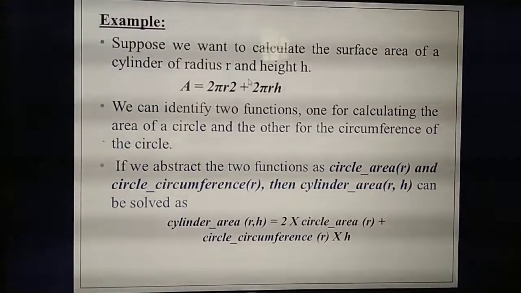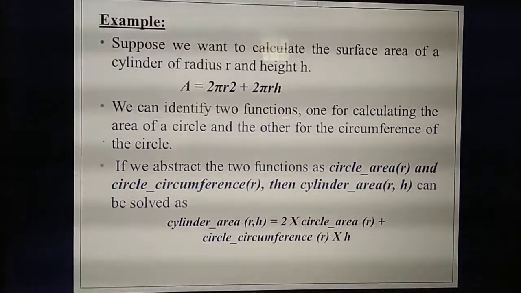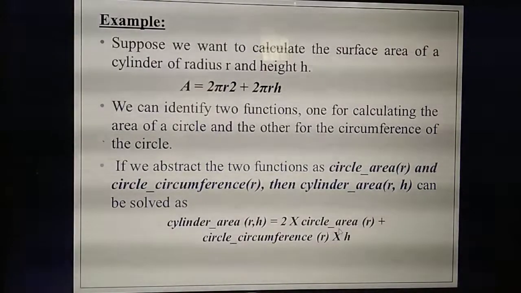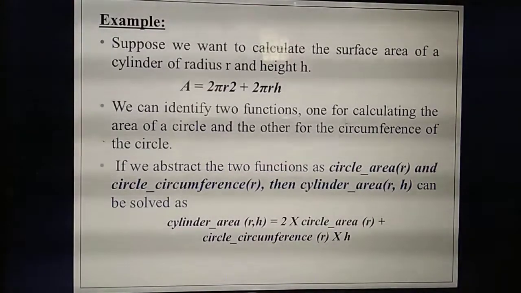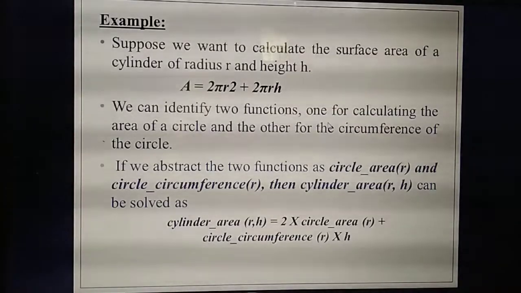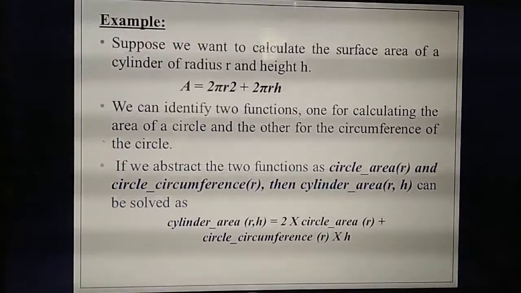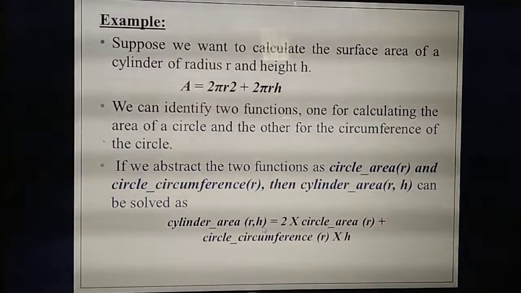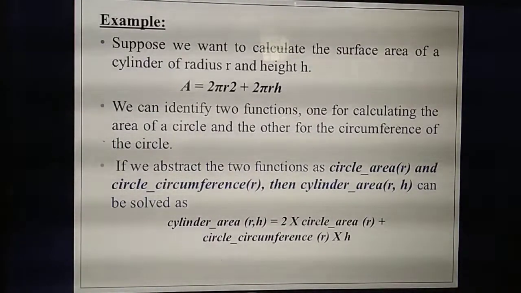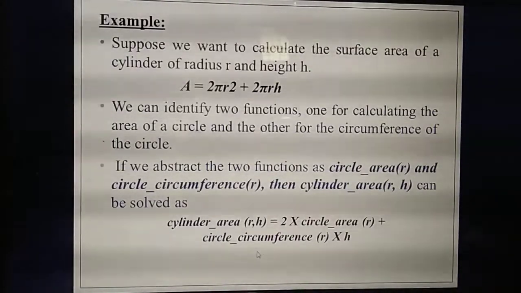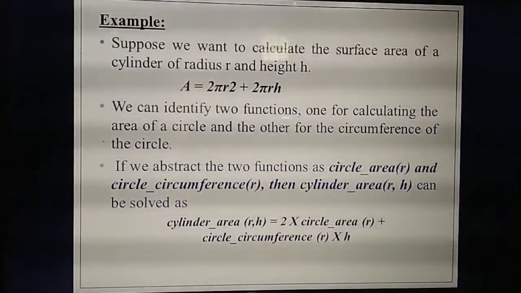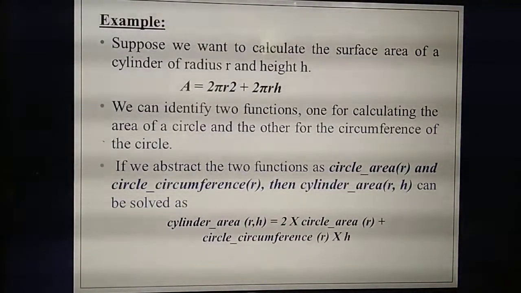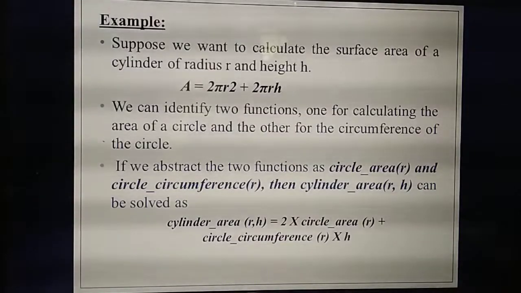So for calculating the surface area of a cylinder, first you need to calculate the area of a circle, then the circumference of a circle. See the last line, this is the formula: cylinder area means 2 into the area of a circle plus the circumference of a circle. Two things you need to calculate. So what are the functions? As in the last slide you have studied, you need to split each into separate parts.